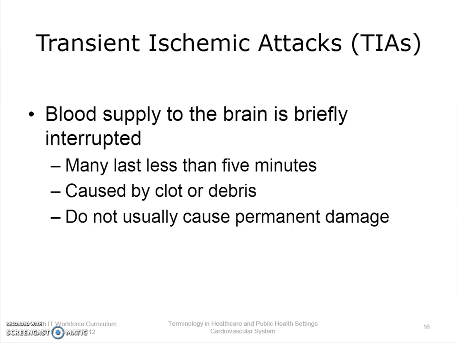Mini strokes, also known as transient ischemic attacks or TIAs, occur when the blood supply to the brain is briefly interrupted. Many TIAs last less than 5 minutes. Like an ischemic stroke, a TIA occurs when a clot or debris blocks blood flow to part of the brain. Unlike a stroke, however, which involves more prolonged lack of blood supply and causes permanent tissue damage, a TIA usually doesn't leave lasting effects because the blockage is temporary.